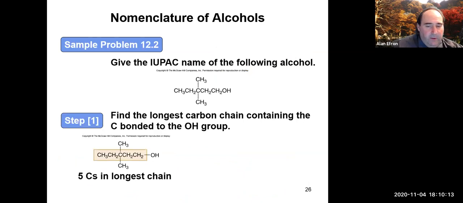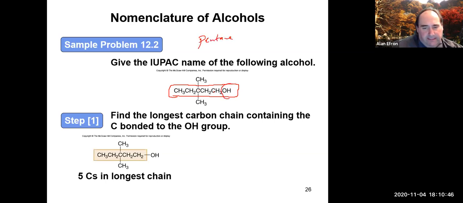So again, we want to look for the longest carbon chain. When it is an alcohol, that longest carbon chain does need to contain the OH group. So if we look at something like this, 1, 2, 3, 4, 5 straight across, 1, 2, 3, 4 if you go up and over, 1, 2, 3, 4 from the down and up. So 5 carbons straight across is going to give us our longest carbon chain of 5. That's based off of pentane.